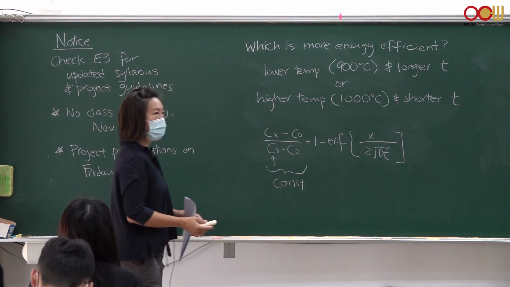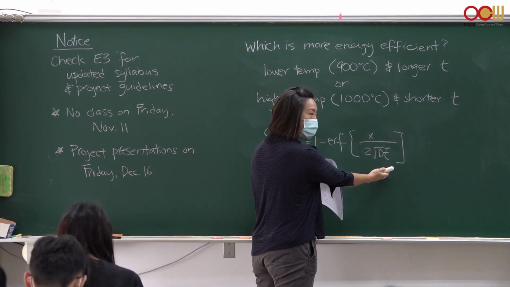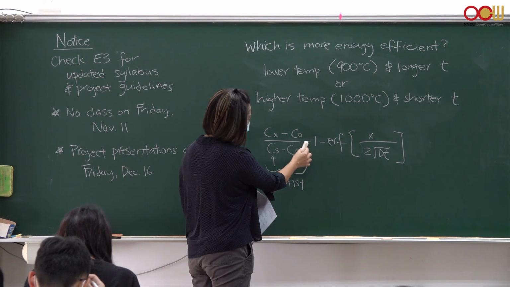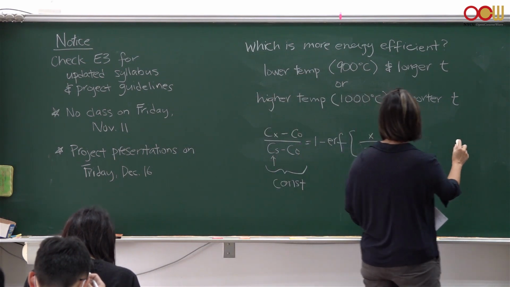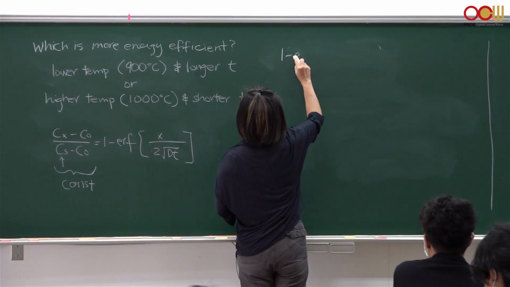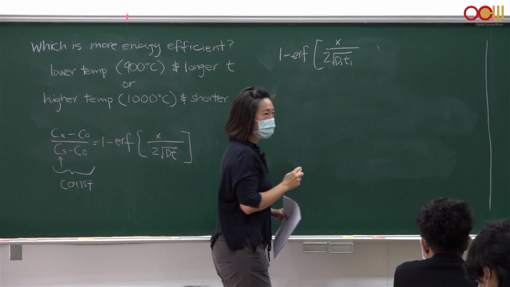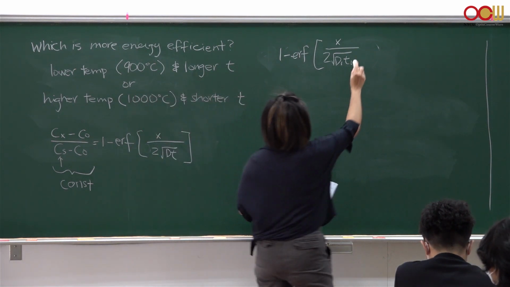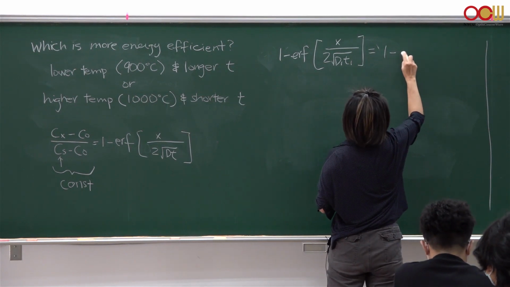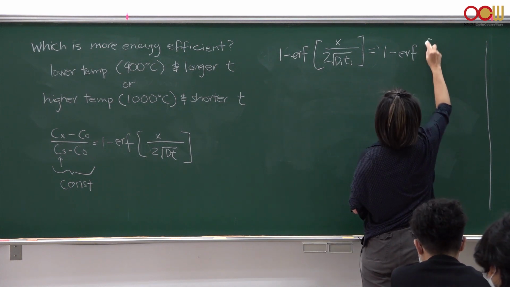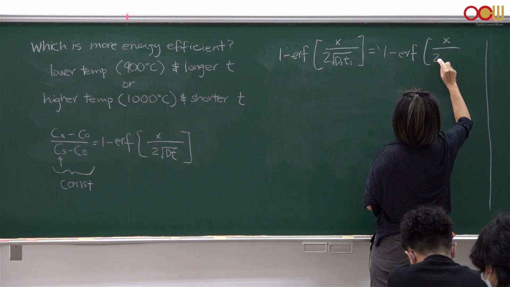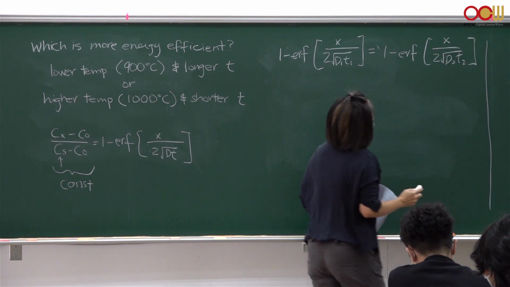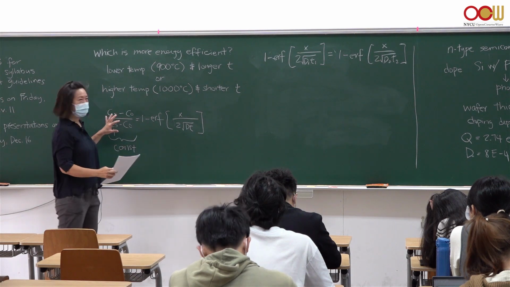Right, so we know that this is constant. So I can set this side of the equation, well, I'll just do it this way. So 1 minus error function of x over 2 square root of d1 t1, this is at 900 C, should be equal to 1 minus error function of x over 2 square root of d2 t2, because both of them are equal to the same constant.